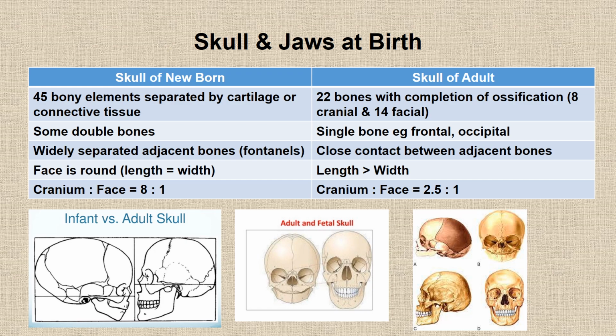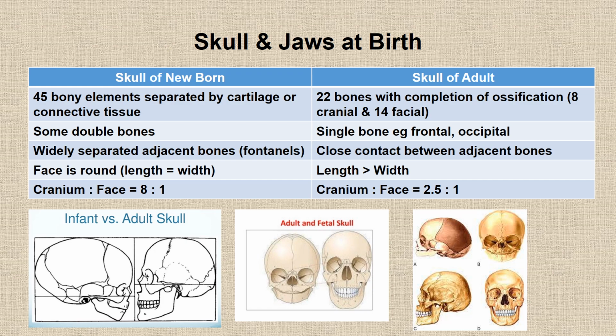The reason for the lesser number of bones in the skull of an adult is because some of the single bones in the adult, for example, the frontal and occipital bones, are actually double bones in the skull of a newborn. So the bones in the skull of a newborn are widely separated, and they have what is known as fontanelles, whereas the bones of an adult skull are in close contact.